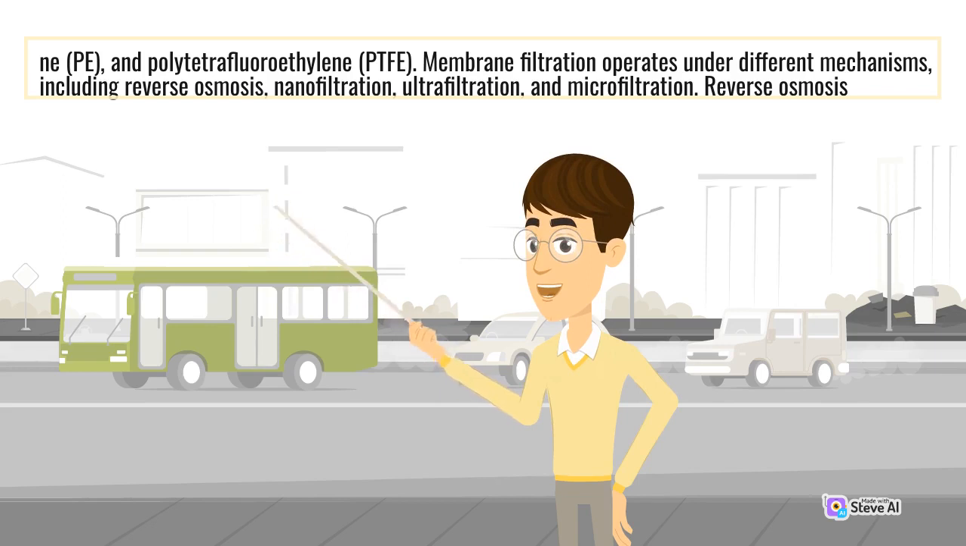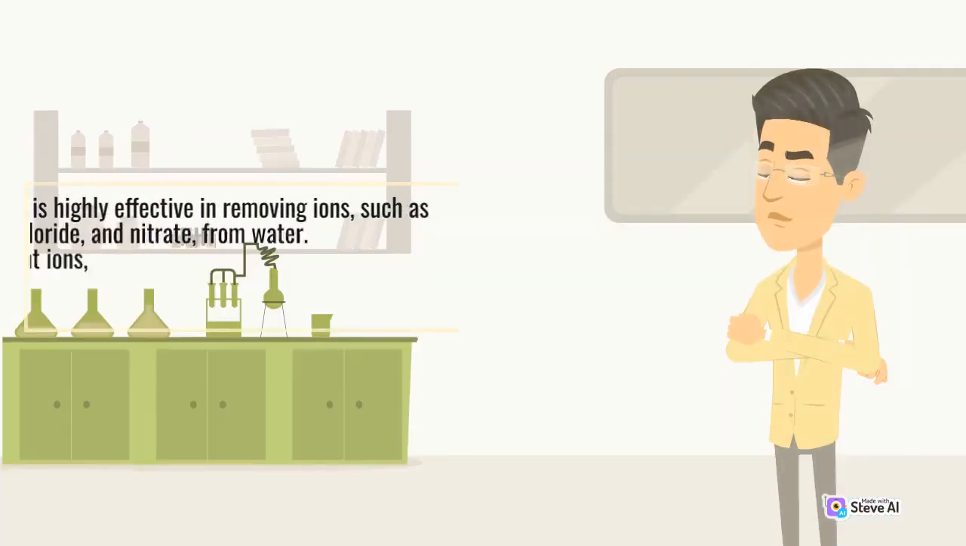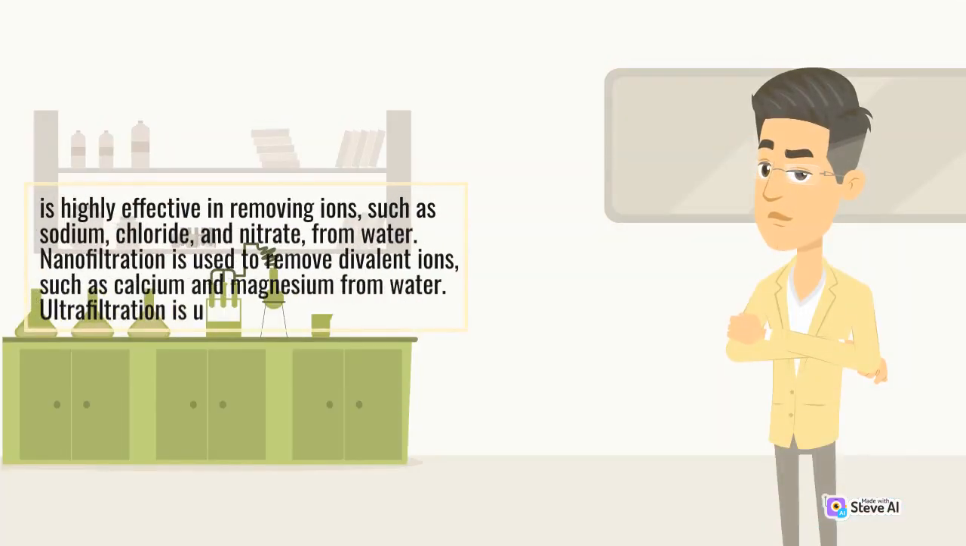Reverse osmosis is highly effective in removing ions, such as sodium, chloride, and nitrate, from water. Nanofiltration is used to remove divalent ions, such as calcium and magnesium, from water.